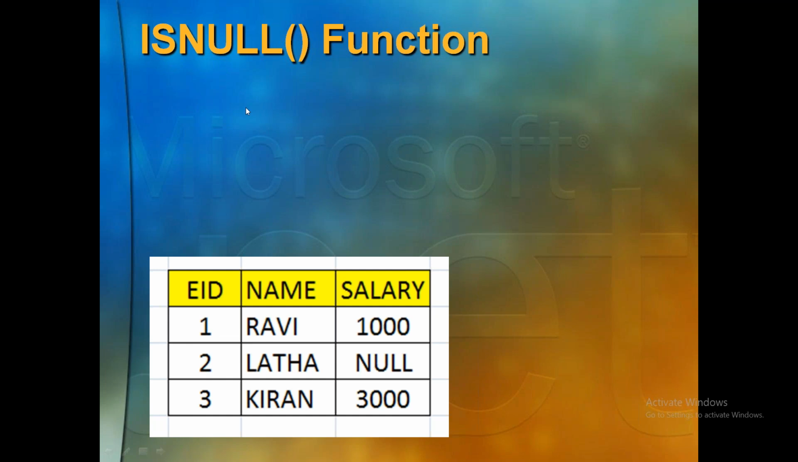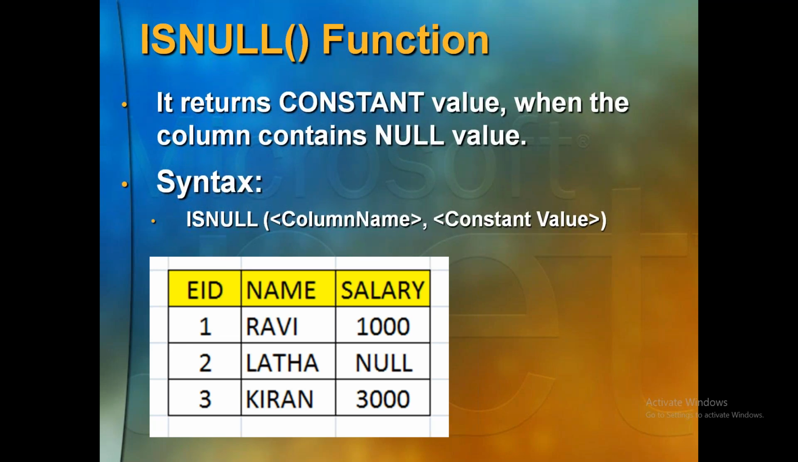It is going to be performing. Function means a program which is going to be doing some action for you. What is that? Let us understand. It returns a constant value when the column contains a null value. So the ISNULL function syntax is column name, then what is the constant value you wanted to have.